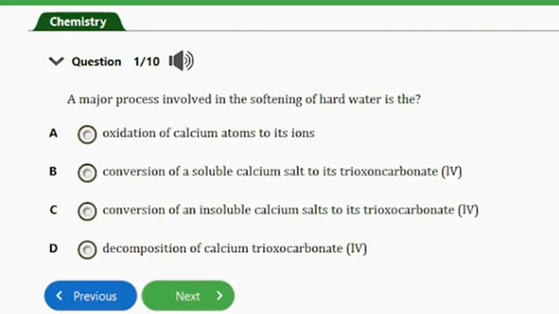It says, a major process involved in the softening of hard water is A. Oxidation of calcium atoms to its ions. B. Conversion of soluble calcium salts to its trioxocarbonate form. C. Conversion of an insoluble calcium salts to its trioxocarbonate form. D. Decomposition of calcium trioxocarbonate form. So guys, the answer to this question will be option B here. That's conversion of a soluble calcium salt to its trioxocarbonate form.